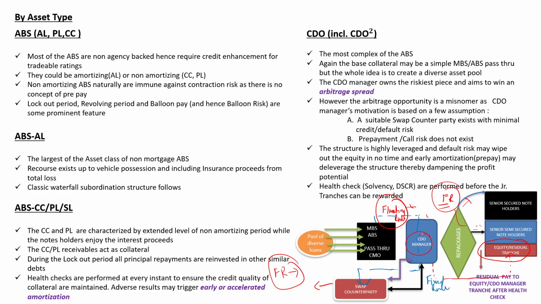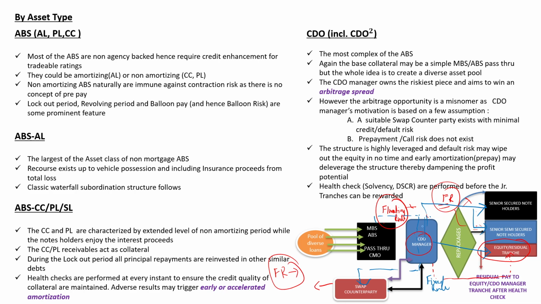Now, this fixed rate interest pay is then received at the CDO manager's end and is being redistributed to the senior secured notes holder, following which the senior semi-secured notes holder will be getting their dues. The remaining cash flows are directly paid to the equity tranche, part or full of which is being owned by the CDO manager themselves. So this is the structure of how a CDO manager makes an arbitrage spread out of this.